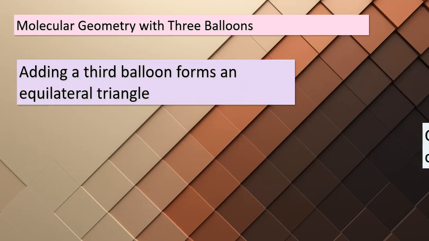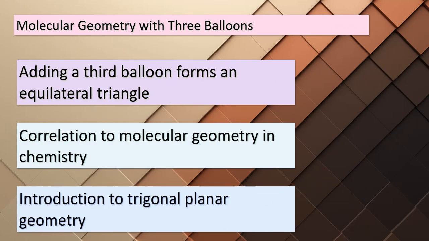Isn't this intriguing? When we add a third balloon to the mix, something interesting happens. The balloons now orient themselves towards the vertices of an equilateral triangle. This concept directly relates to molecular geometry and chemistry. It's like we're witnessing the birth of trigonal planar geometry right before our eyes. Keep this in mind as we venture deeper.